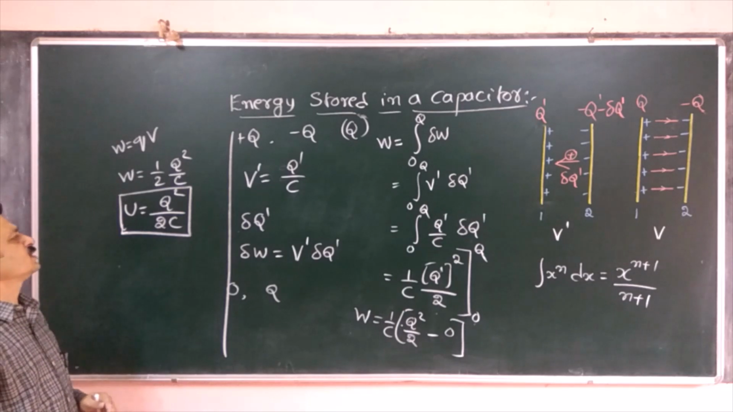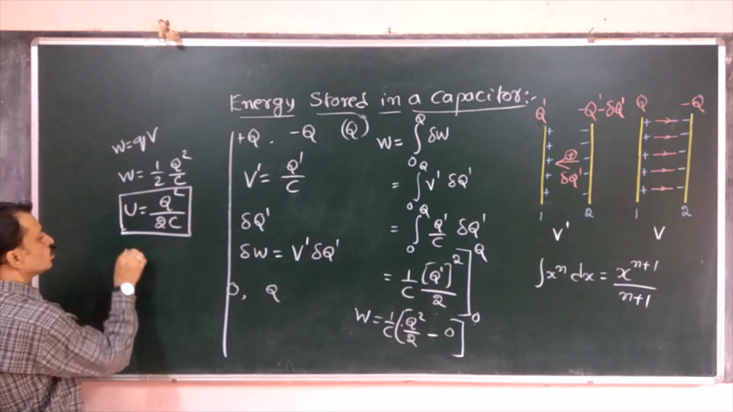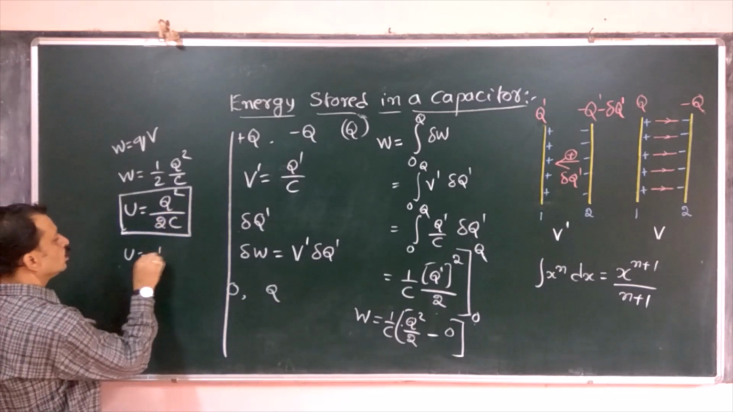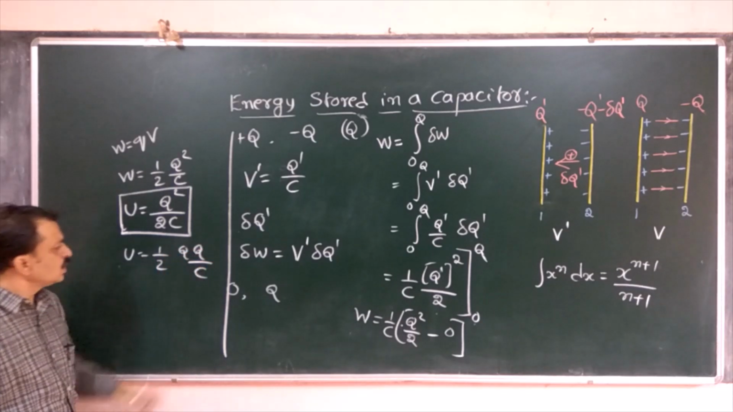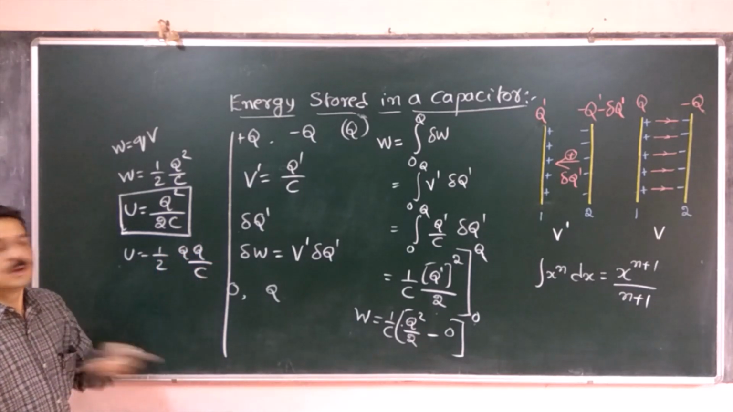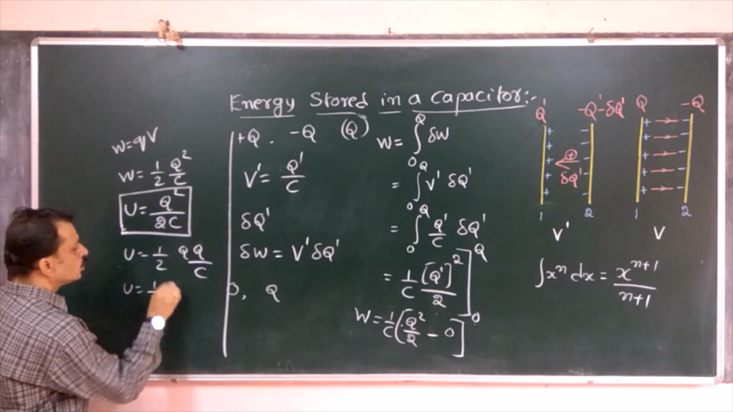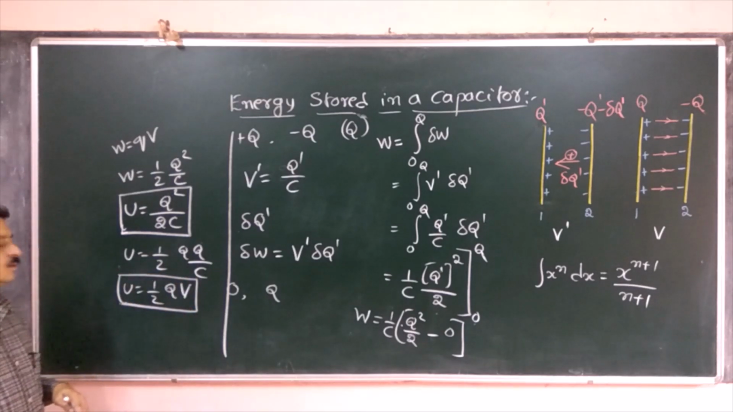Now this expression can be written in terms of voltage also. That is U is equal to, if I write Q square as Q into Q, half Q into Q divided by C. What is Q by C? It is the potential V. Therefore, it is equal to half Q V. It is one more expression.